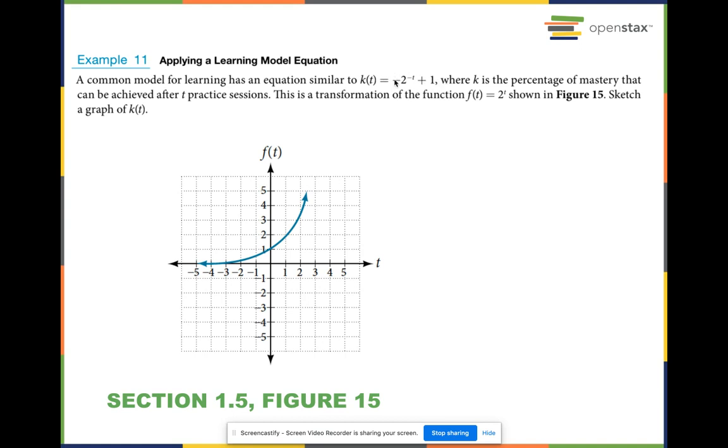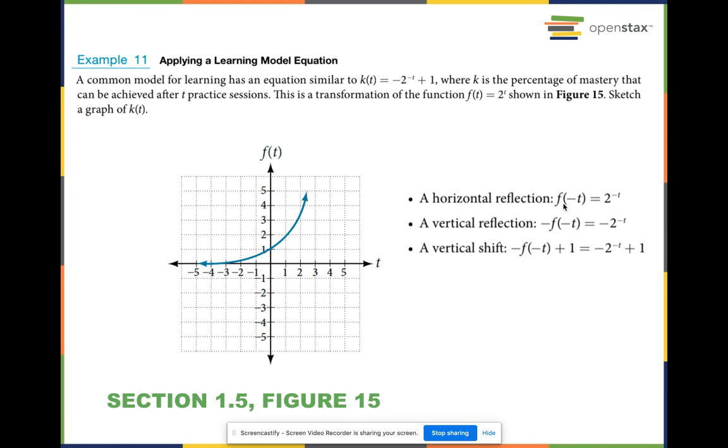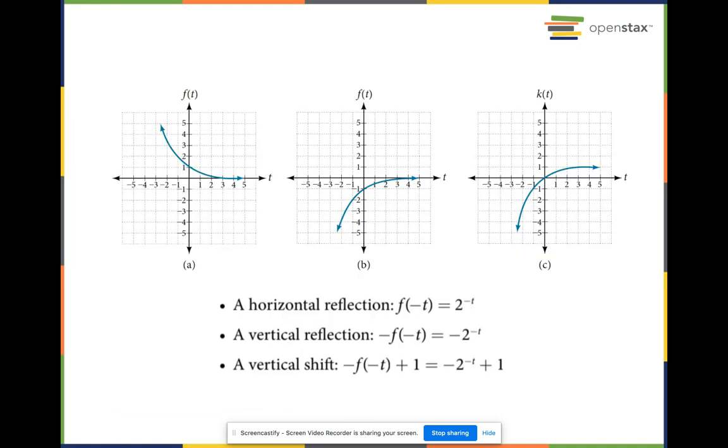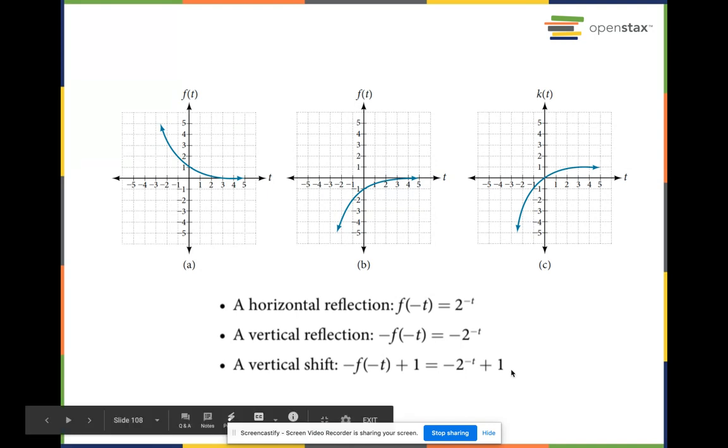There are a bunch of transformations happening there. Why don't you think for just a minute about which transformations are happening? Well, we have a horizontal reflection. This minus t up here in the exponent is a horizontal reflection. We also have a vertical reflection because it's a minus 2 to the negative t. We've got that minus sign there. And we have this plus 1 added on the end. That is a vertical shift. So how are we going to graph this? Here are the three things: a horizontal reflection, a vertical reflection, and a vertical shift.